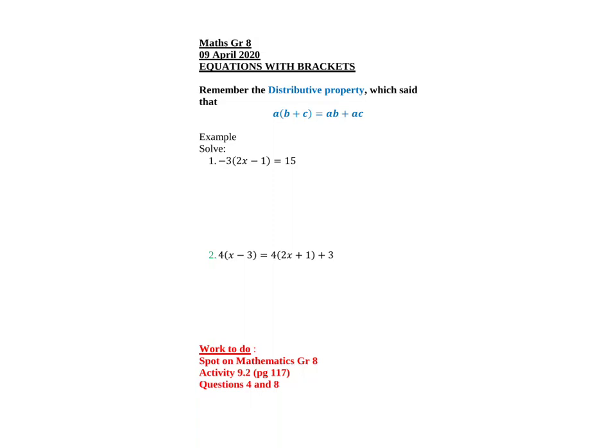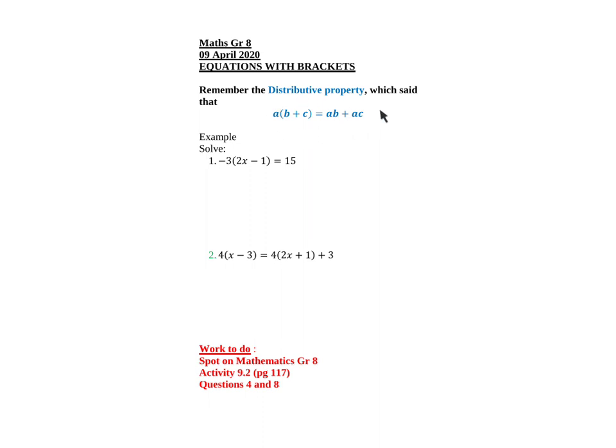Hey people, so today we're looking at equations that involve having brackets in them in some place or another. And as you know by now, we get rid of those brackets first before we can get to x, so as to isolate x. And how we do this, if you remember correctly, is we use the distributive property.